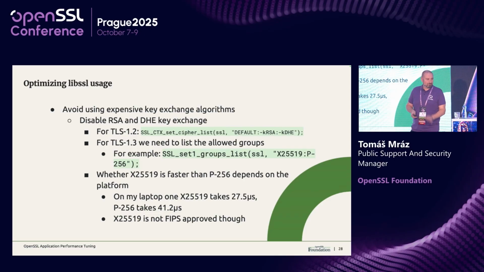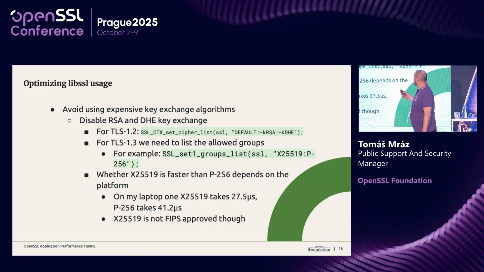So now let's focus more on the algorithms. This also affects servers, and actually affects servers more probably than the client. One thing that you probably want to do is to avoid using expensive key exchange algorithms. The RSA and DH key exchanges are quite a bit slower than EC with the X25519 and P256 curves.